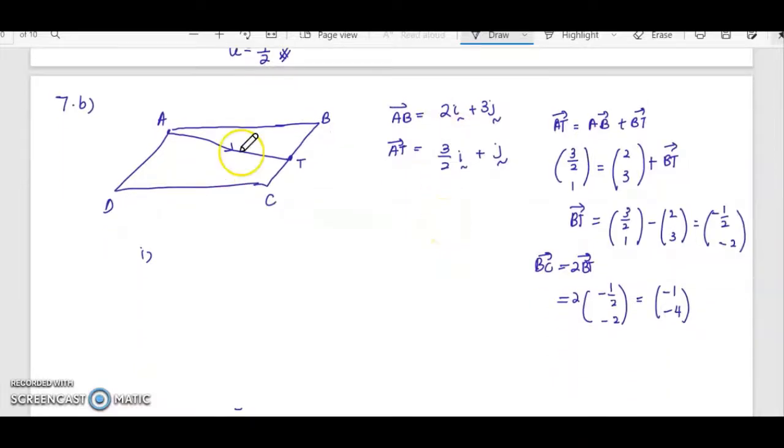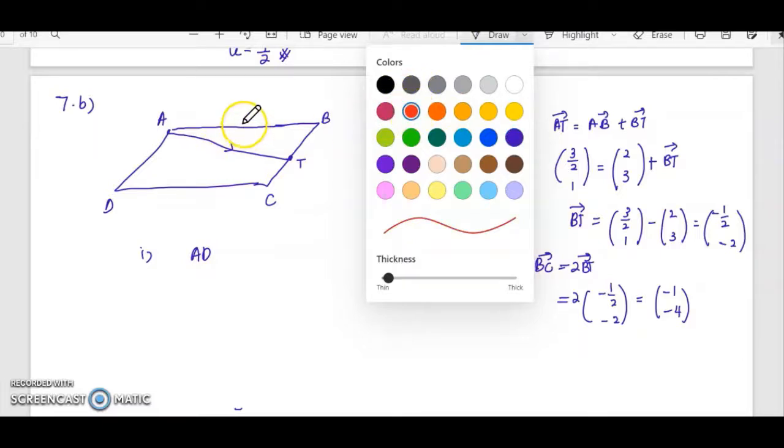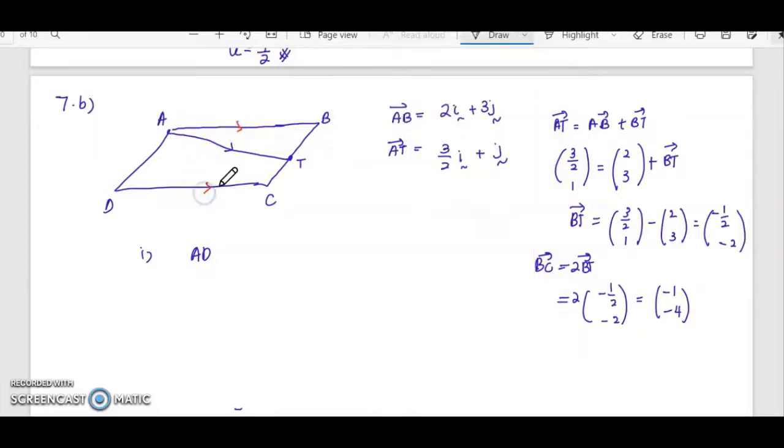Okay, so let's sketch a little. This is the parallelogram A, B, C, D. And given that T is the midpoint of BC, you can find AD. So when it is a parallelogram, we must know that the opposite sides are parallel. Okay, opposite sides are parallel. It means AB is parallel and equal to DC, and AD is equal to vector BC. So the question asks for vector AD. So it means that finding BC can help you get AD.